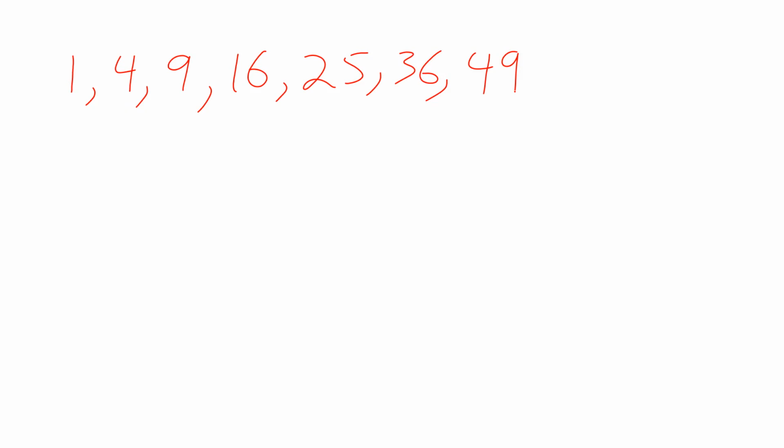If I square root these, I get a value. Like the square root of this one is 1, the square root of this one is 2, the square root of this one is 3. What's the opposite of square root? Squares. These are what you call perfect squares.